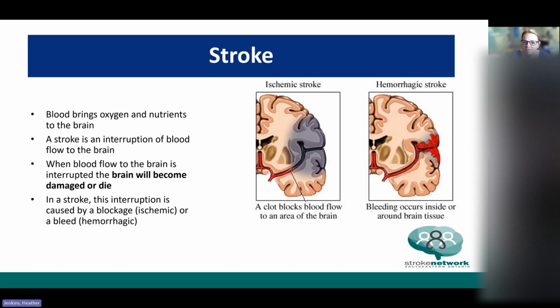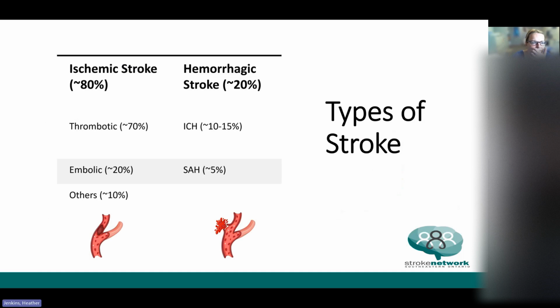So we call this a vascular disease with neurological consequences. The types of stroke, as I said, are ischemic and hemorrhagic, and for the majority, 80%, give or take, are ischemic, and about 20% are hemorrhagic. Of the ischemic strokes, we have some that are thrombotic, embolic, or they can come from other causes. I'll get to those in just a moment, and I'll come back to the hemorrhagic afterwards. Your hemorrhagic strokes are largely intracerebral hemorrhages, although a smaller number are subarachnoid hemorrhages, and they are still considered stroke.